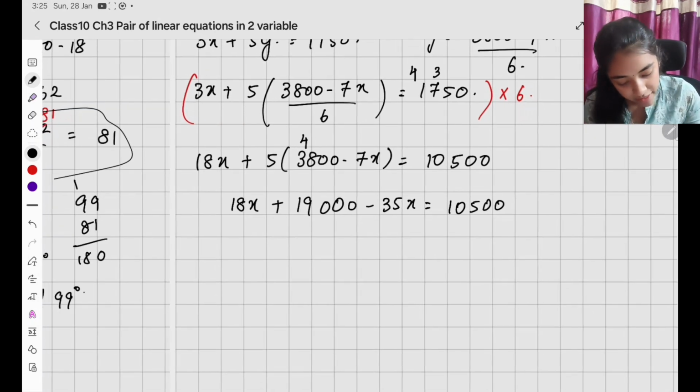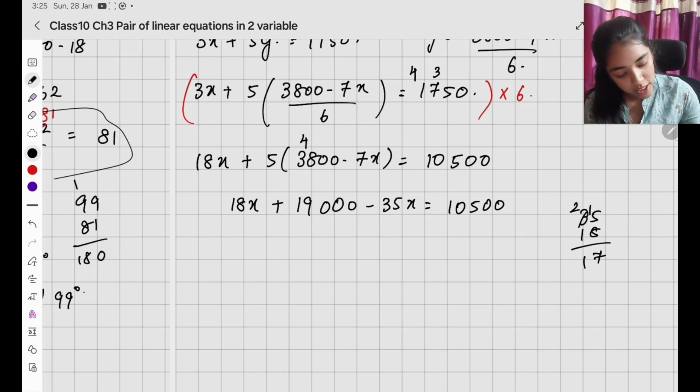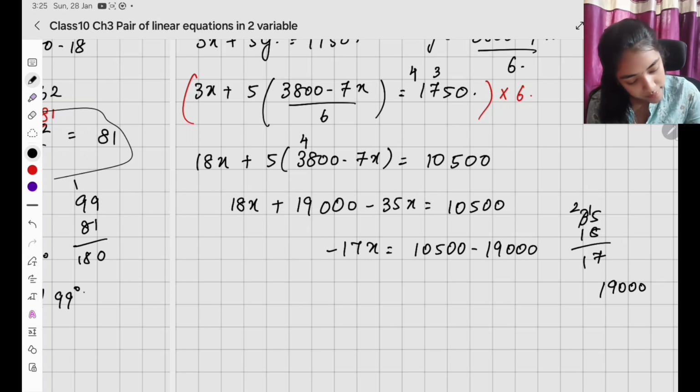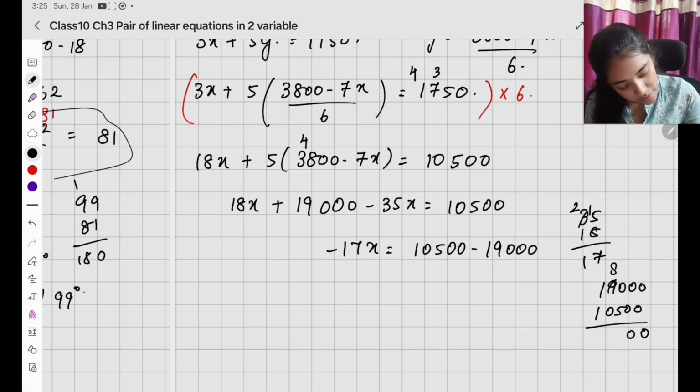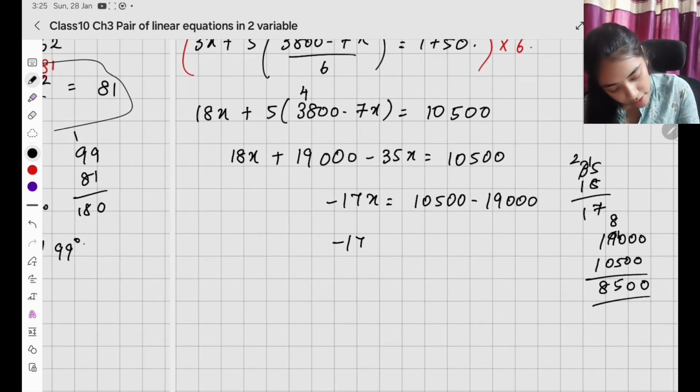Okay, now I have 18 minus 35. 18 minus 35 is going to be minus 17. So I have minus 17x equals 10,500 minus 19,000. Okay, be careful in the calculation. 19,000 minus 10,500 is 8,500. So I have minus 17x equals minus 8,500.